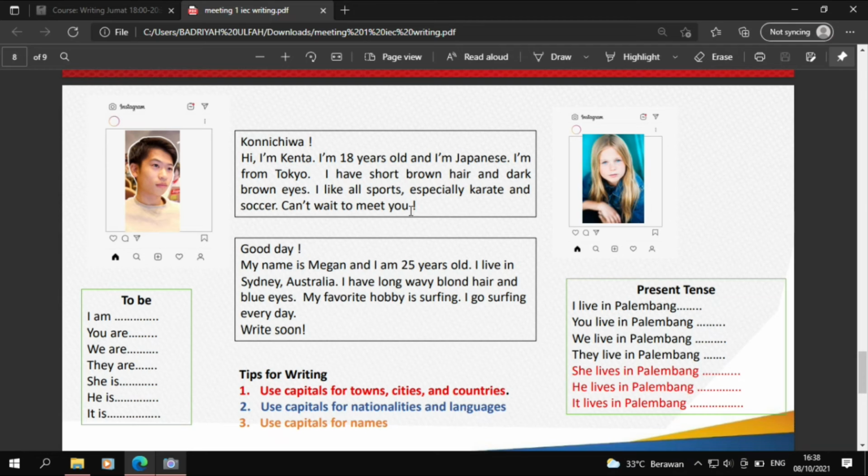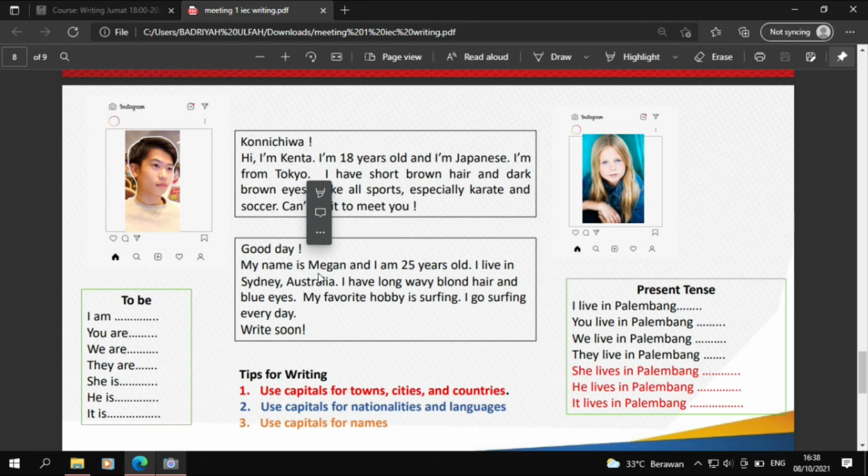Can't wait to meet you! Tanda seru, exclamation point, lalu no period. Nggak ada titiknya kan di sini? The same like the second one. Good day! Ya, exclamation mark, no full stop. Nggak ada titiknya. And then you continue.